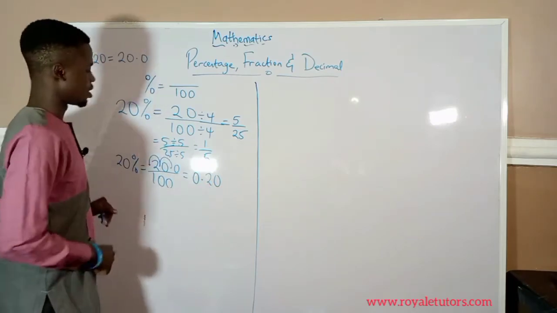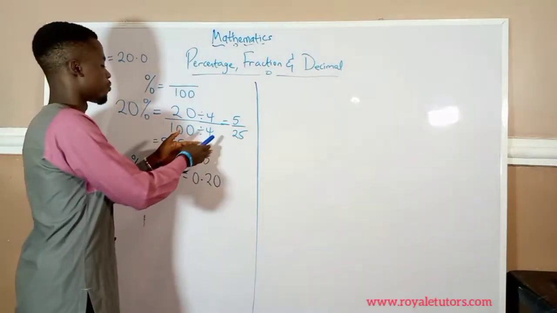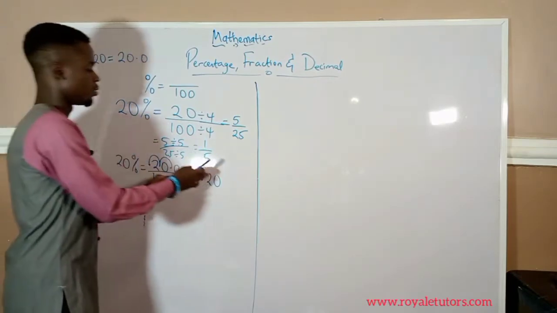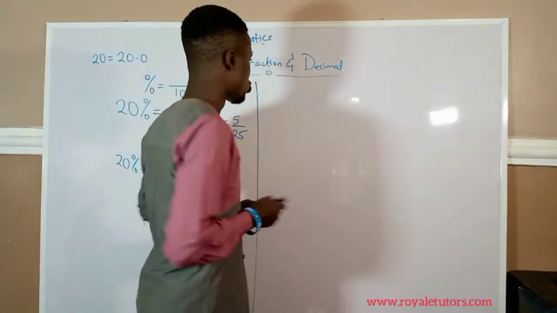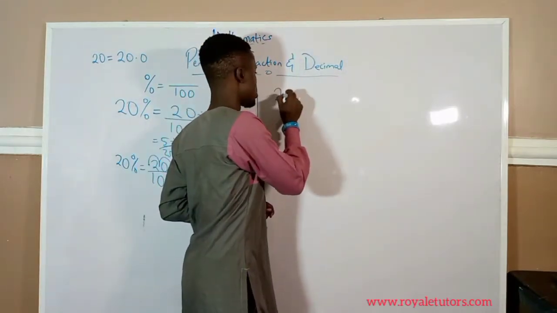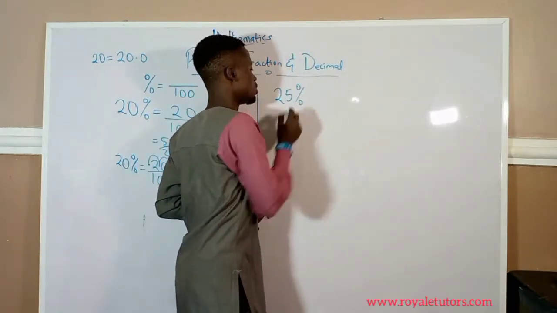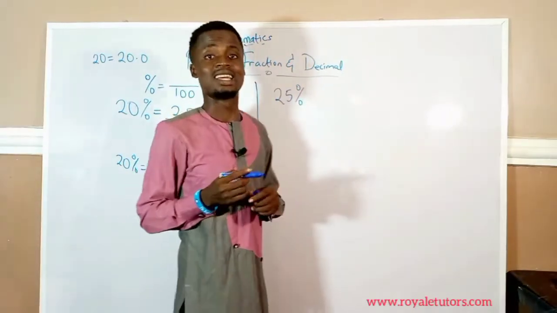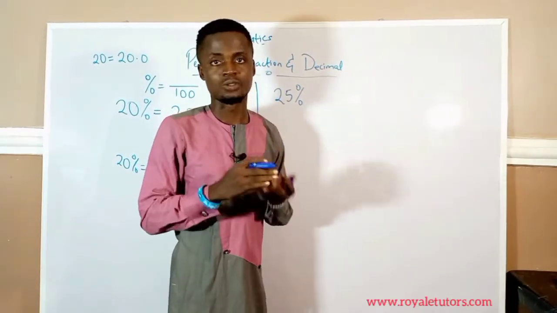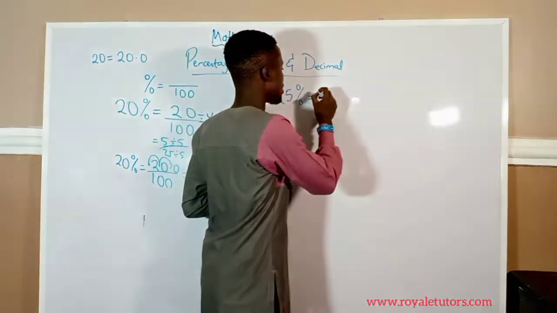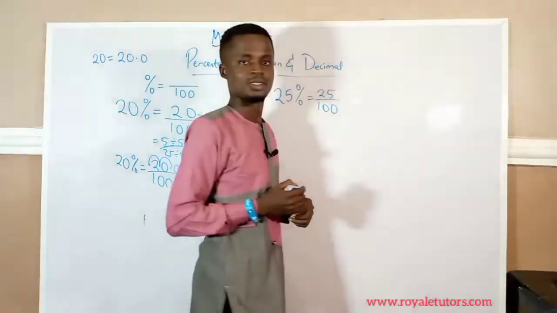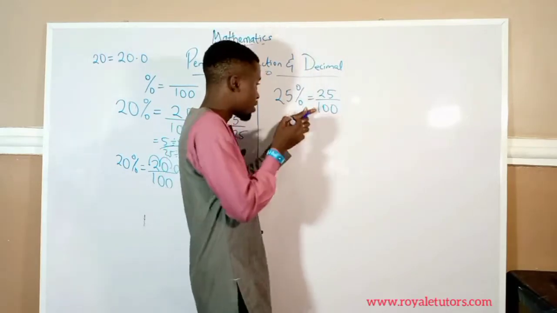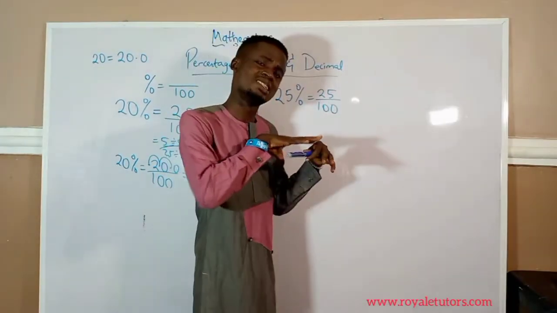Okay, let me take one more example before we move from fraction and decimal to percentage. In another example, I want to go with 25%. Don't forget I said earlier, percentage means out of 100. So 25%, that's 25 over 100.